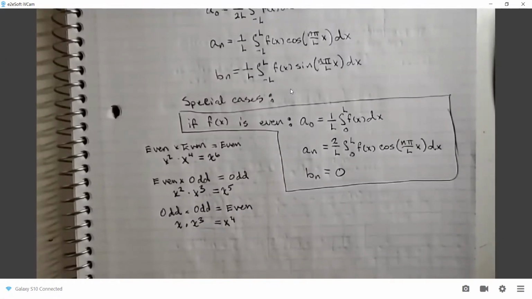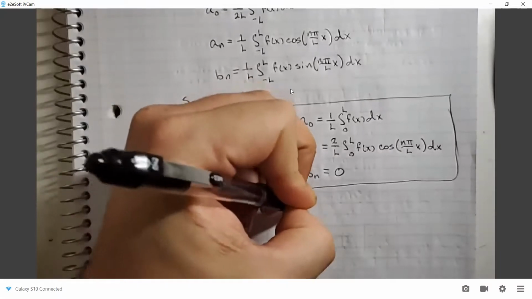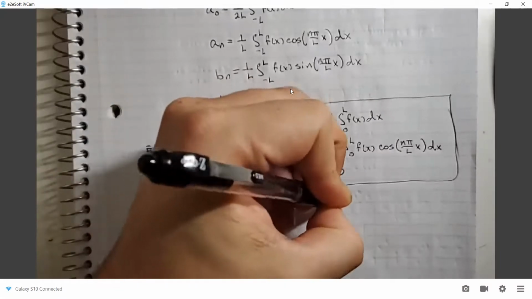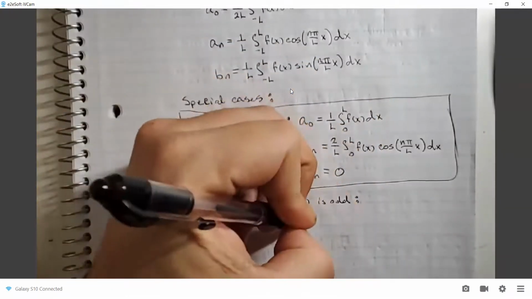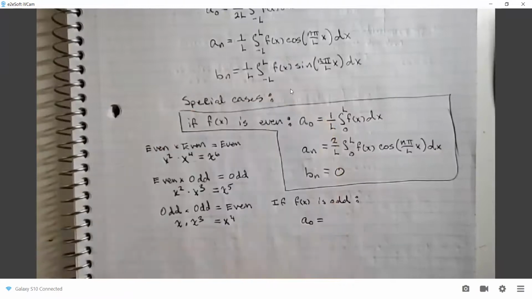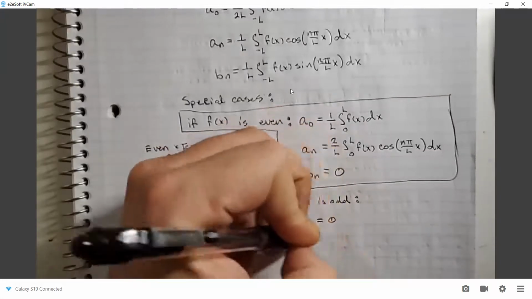If f of x is odd, then what's a naught? Zero. Yeah, a naught would be 0, and then an.